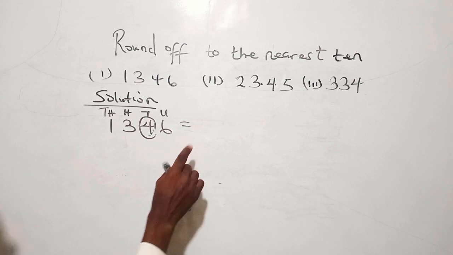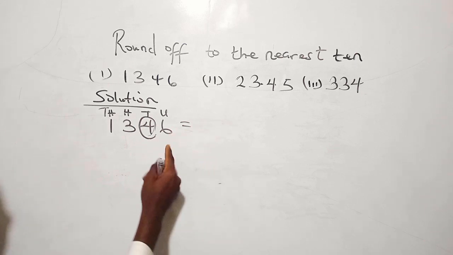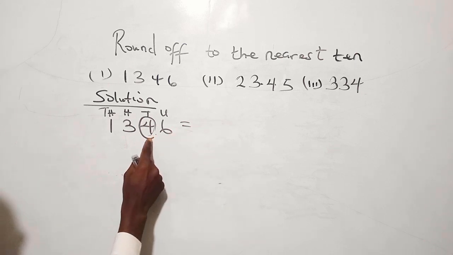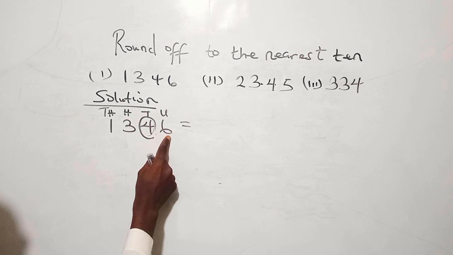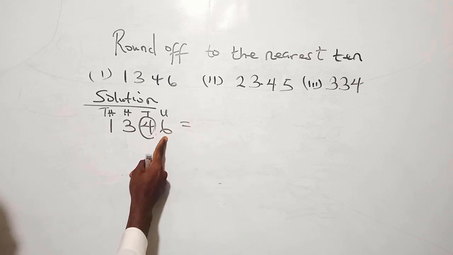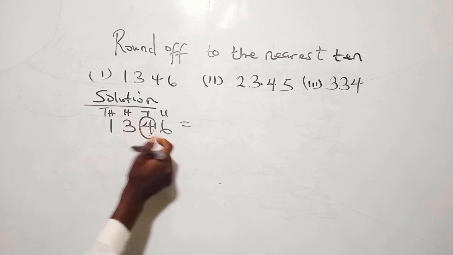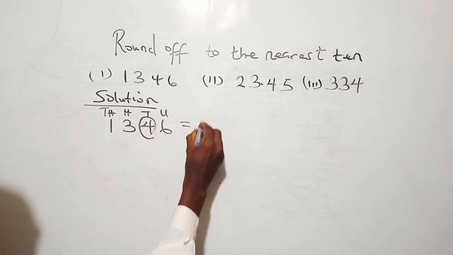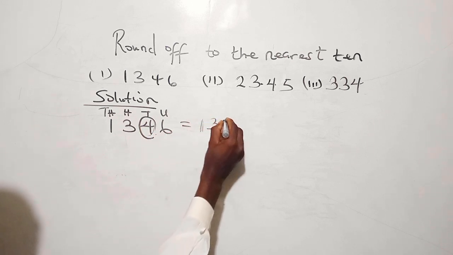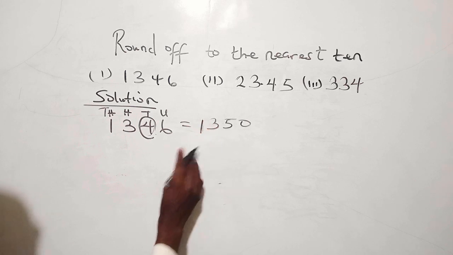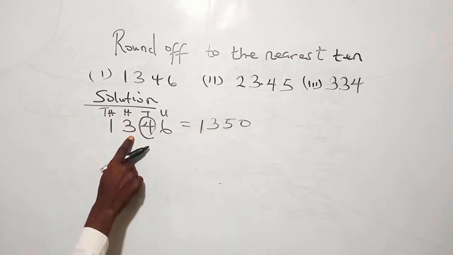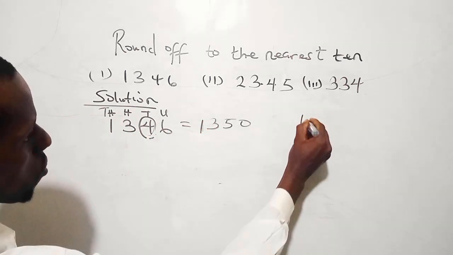But before we do that, we ask ourselves, is the number after 4 equal to 5 or more than 5? Here we have 6, so it's more than 5. So we add 1 to it. We have 1350.